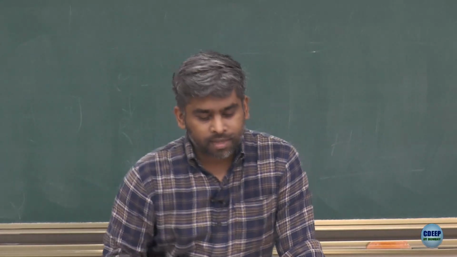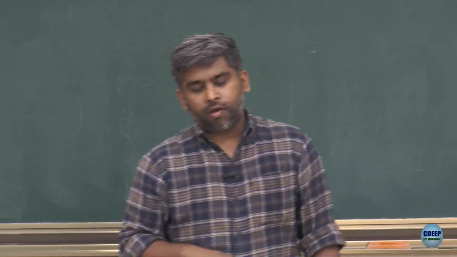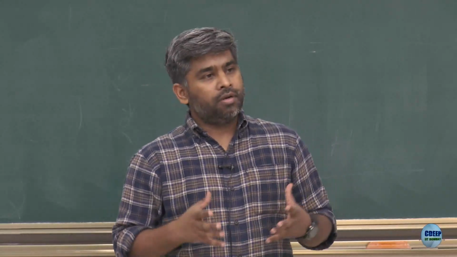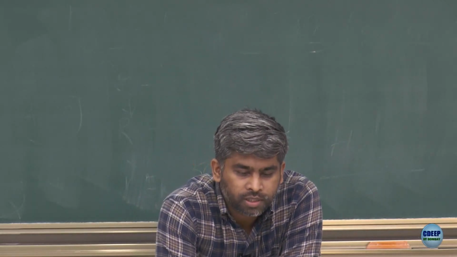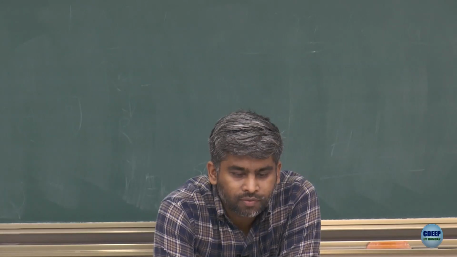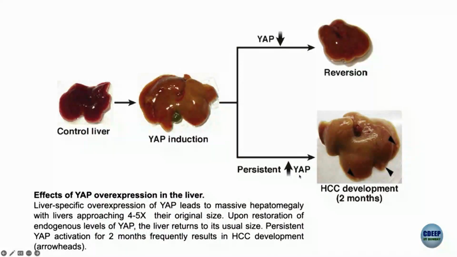This is another example, the role of the Hippo pathway in liver regulation. This is your control liver, and whenever you overexpress or activate YAP, you can see the liver is increased in size, almost 4 to 5 times bigger than the normal liver. But if you downregulate YAP in these contexts, you see a reversion of liver size. This is mouse, I think this paper is about mouse.